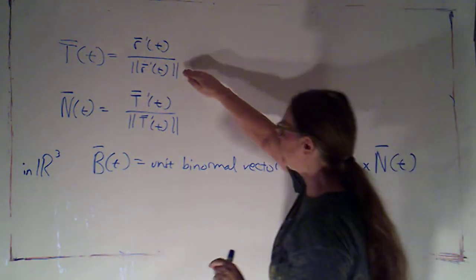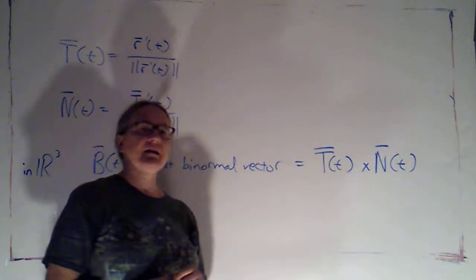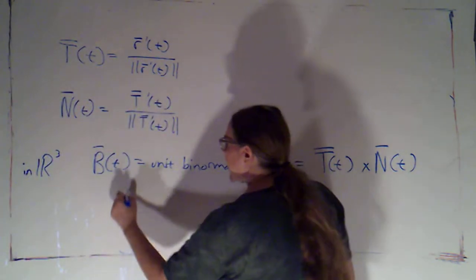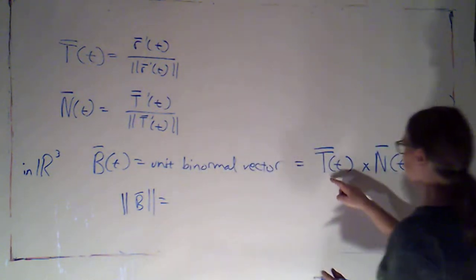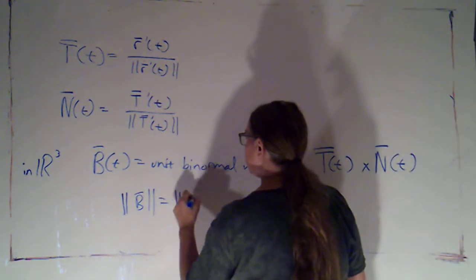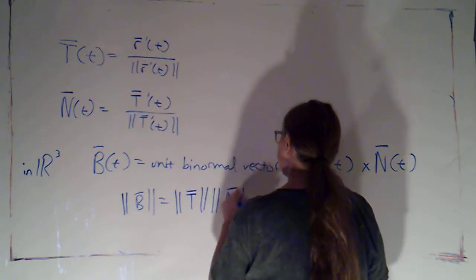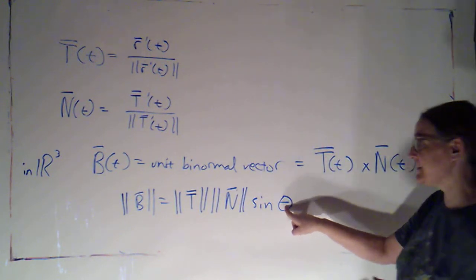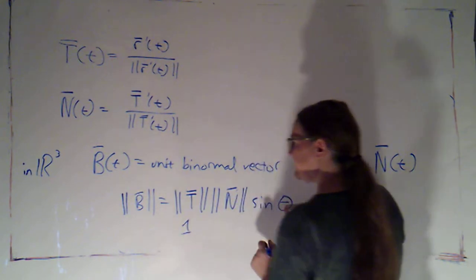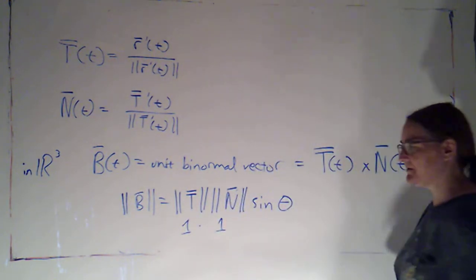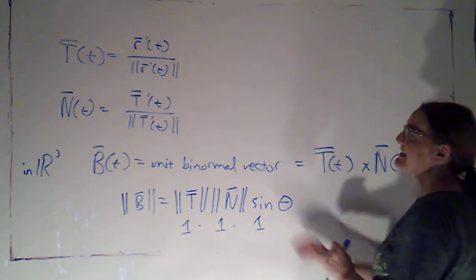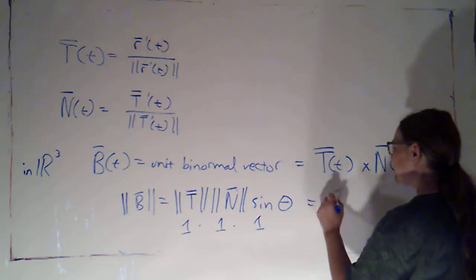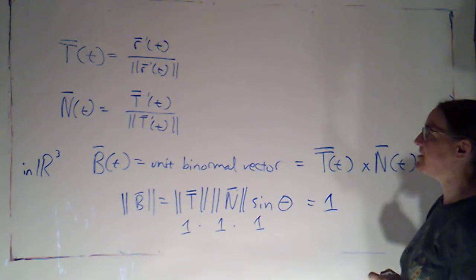And you might say, well, with these guys we had to normalize. Do I have to normalize this? The answer is no. It's automatically going to be a unit vector. That's because the magnitude of B, well, it's T cross N. So that's going to be the magnitude of T times the magnitude of N times sine of theta, where theta is the angle between T and N. But that's 1, because T is a unit vector. That's 1, because N is a unit vector. And that's 1, because T and N were perpendicular. So the angle between them is pi over 2, and sine of pi over 2 is 1. So B is already going to be a unit vector.